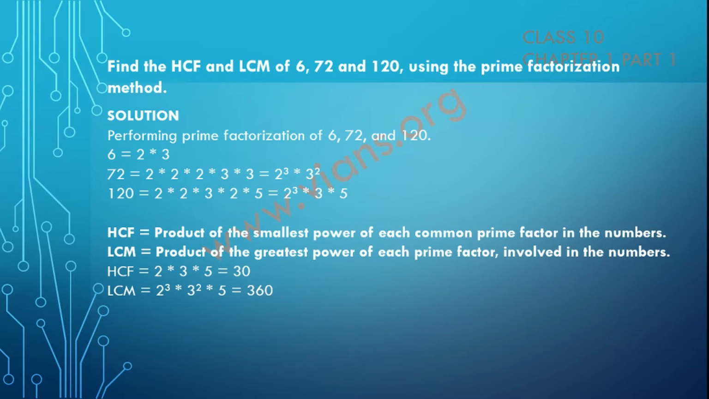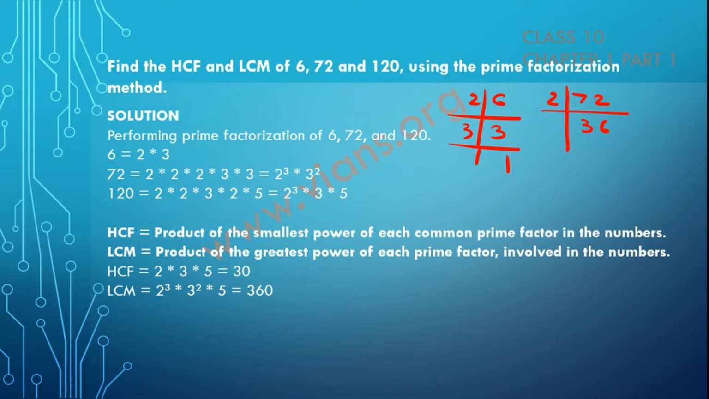All right. Now to continue, the next problem is going to be find the HCF and LCM of 6, 72 and 120 using the prime factorization method. So that's going to be pretty straightforward. 6 is nothing but 2 into 3, right?